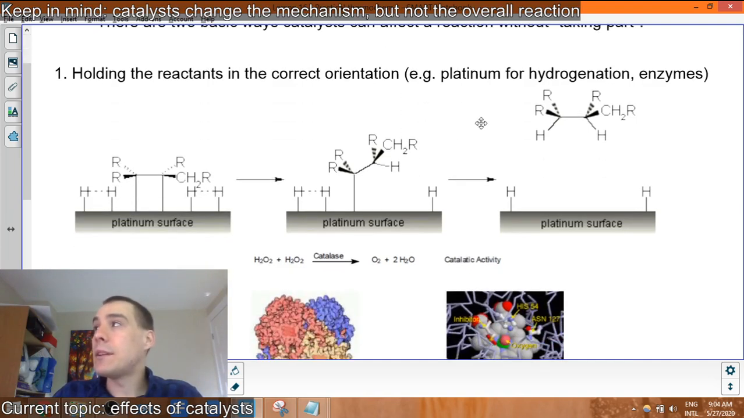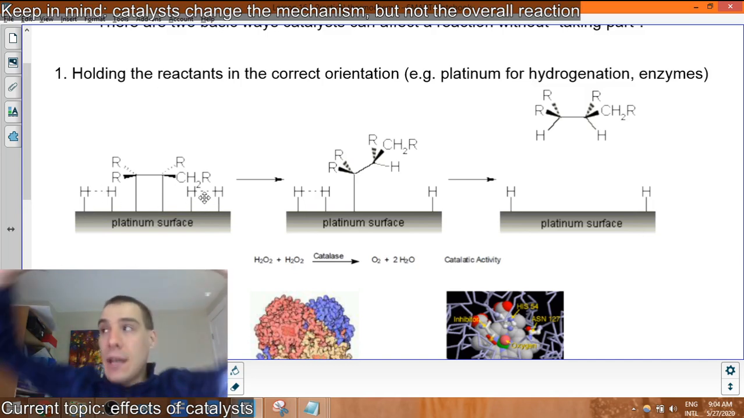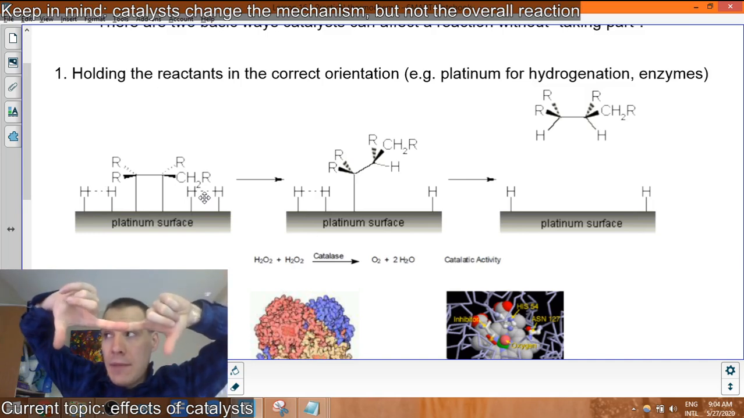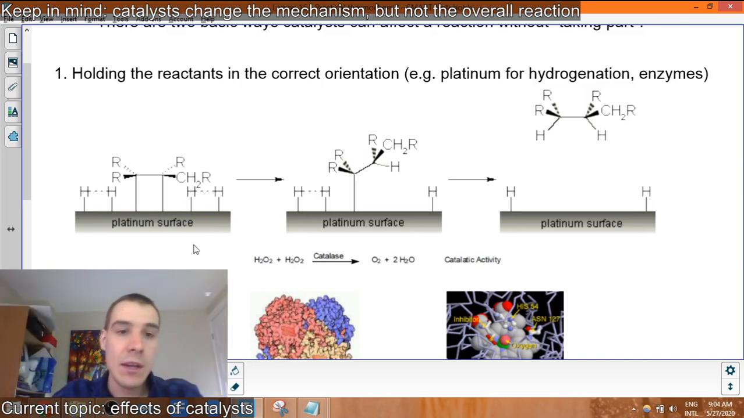So here's an example of platinum doing the hydrogenation. So remember, hydrogenation is when we take an alkene and we put hydrogen on each side of the double bond. Basically how this works, the platinum is holding hydrogen, and it holds the hydrogen exactly the right distance apart so that the alkene can come in and grab the hydrogen and go. So the platinum here is just acting like a surface. It doesn't participate in the reaction, but it's holding it in the perfect orientation, so it makes it more likely for an effective collision to occur.